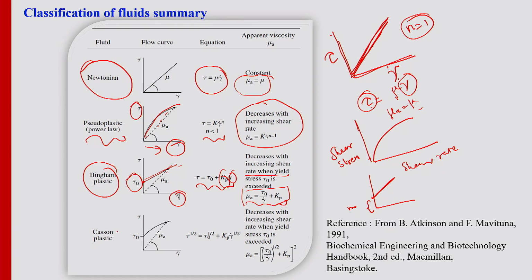The last one is Casson plastics, same way here, but up to tau naught it remains the same, and after that it decreases.